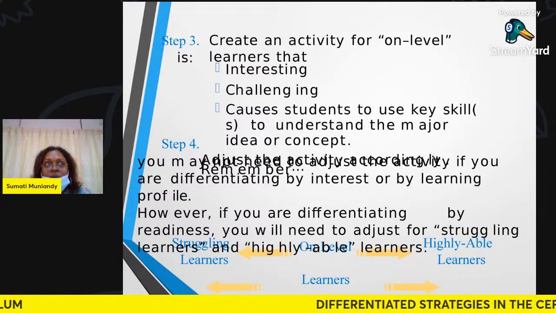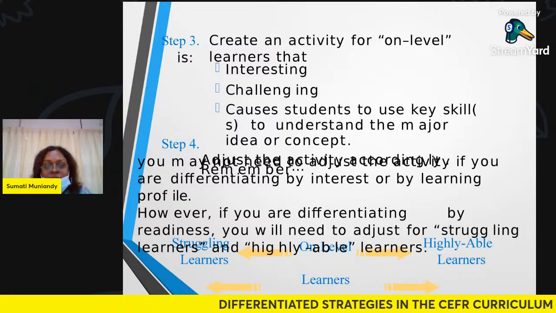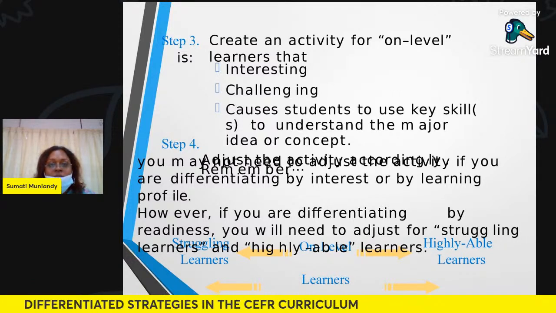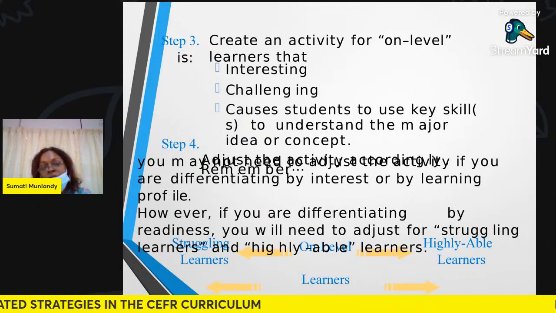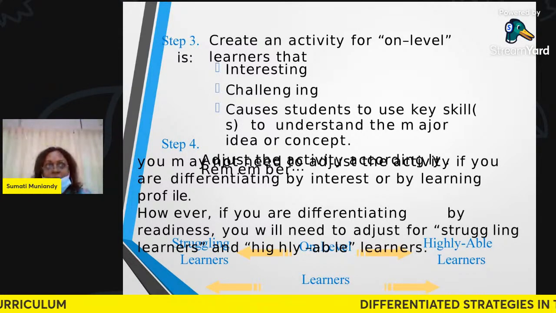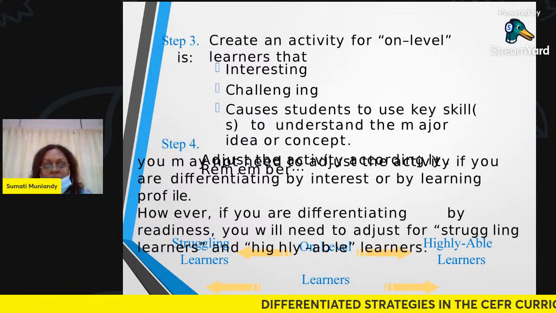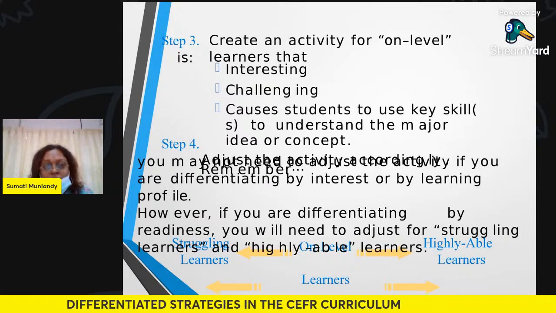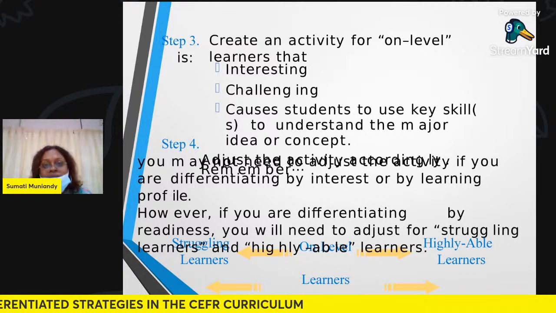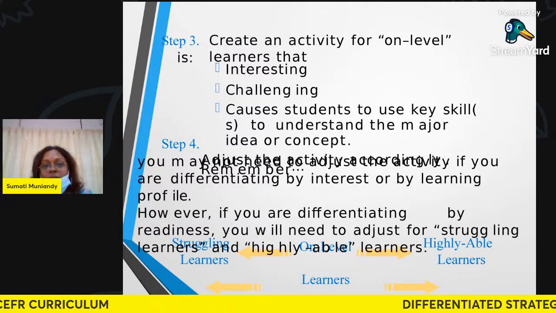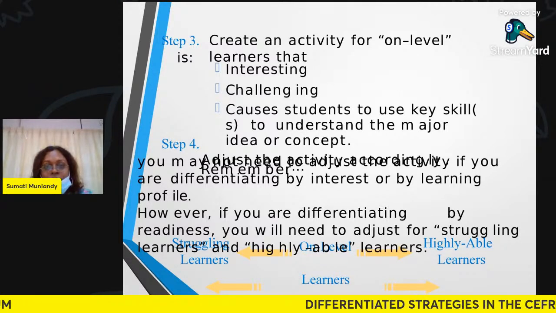That's why in the same classroom, you cannot have the same activities. You must have different activities for slow learners. For high-level achievers, we have different activities to challenge them. If you give the same activity, the same task to everybody, I don't think the learning takes place effectively. So you've got to understand that. It causes students to use key skills to understand the major idea or concept.